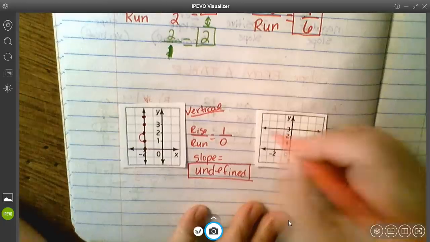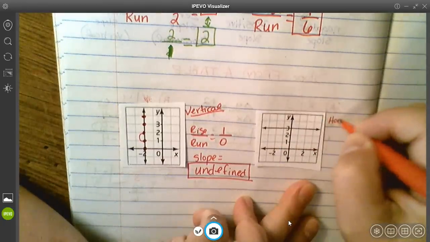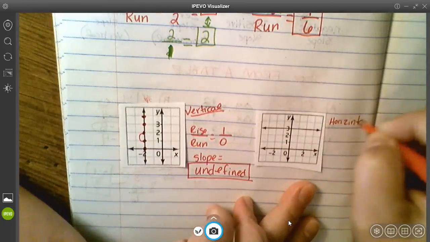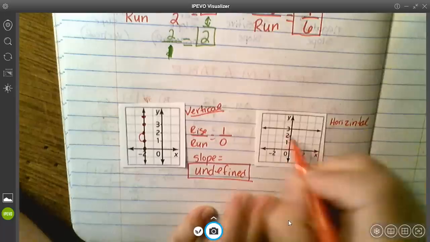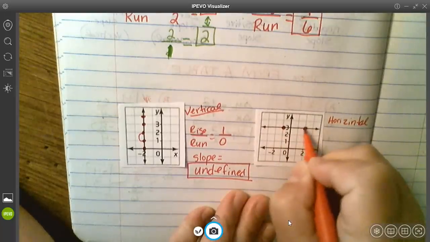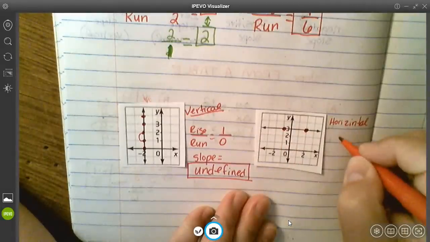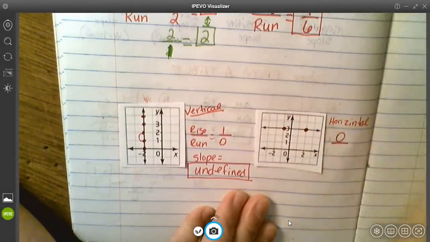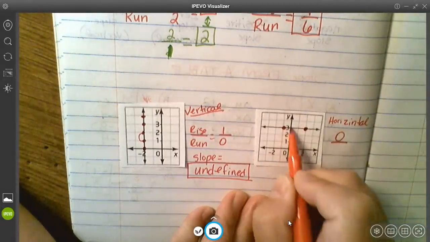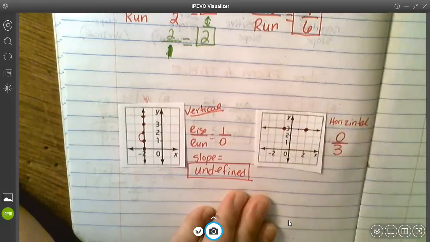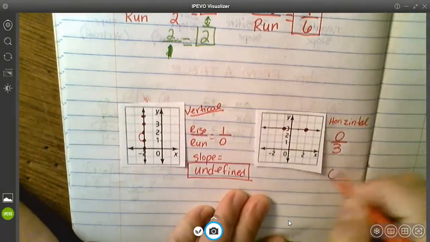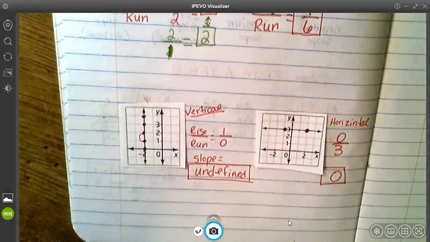This one over here is a horizontal line, so you may already know what the slope is. You should. If not, again, pick 2 points. So what's my rise to go up or down? Nothing. I rise nothing. And then I count over 1, 2, 3. What is 0 divided by 3? 0. My slope is 0.